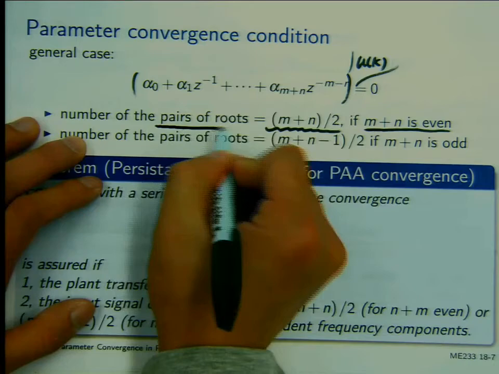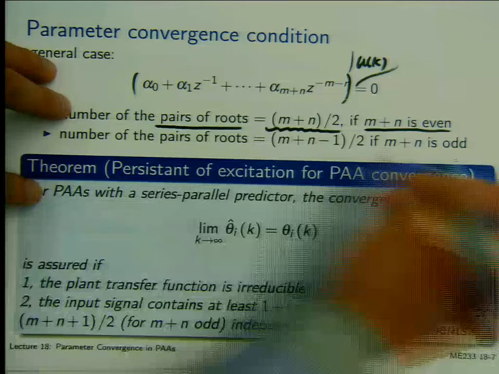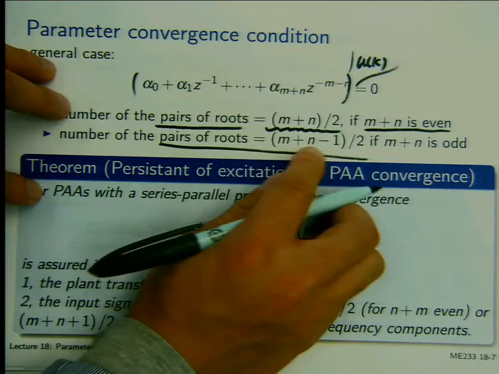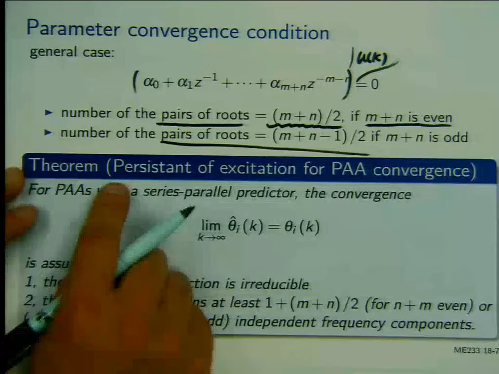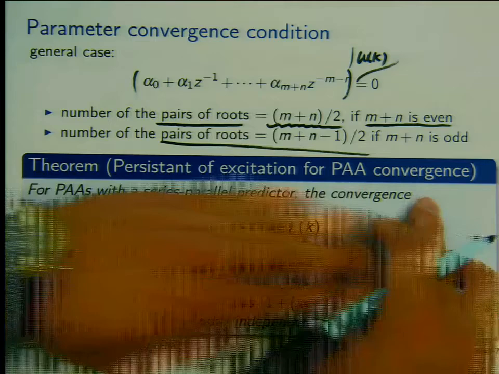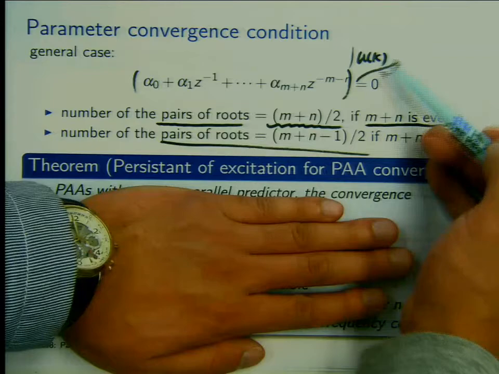If m plus n is odd, then I have (m plus n minus 1) divided by 2 pairs of roots plus a real root sitting somewhere. Then the theorem is saying this. This is called persistence of excitation for parameter adaptation convergence. So from the name, it gives us the conditions for UK to satisfy this convergence condition.